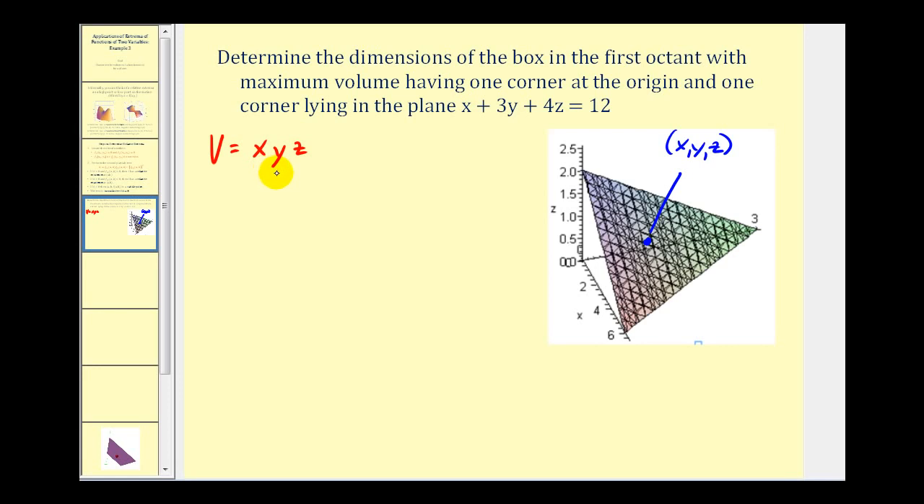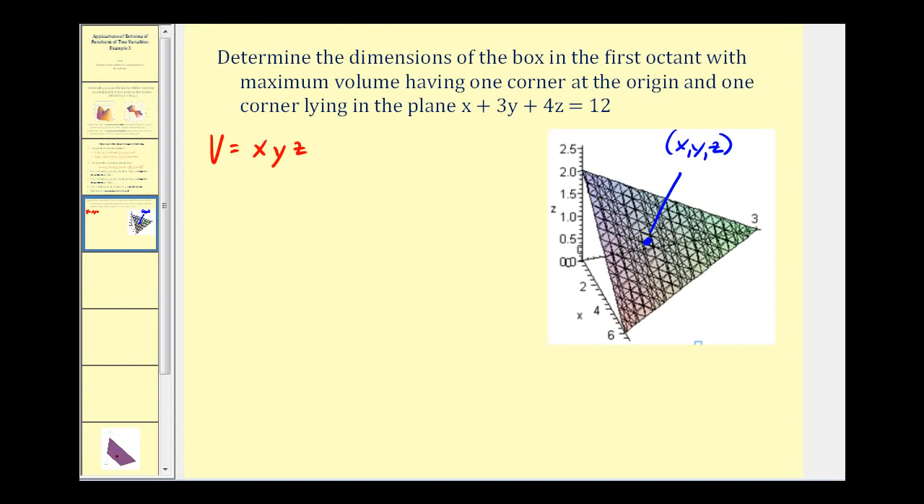The problem with this is a function in terms of three variables, and we need to determine a function in terms of two variables so we can apply our techniques for maximizing a function in terms of two variables. Well, in this problem, the plane x plus 3y plus 4z equals 12 is our constraint. So what we can do is solve this equation for a convenient variable, let's say x, then we can replace x with an equation in terms of y and z so that we have the volume equation in terms of two variables. So let's go ahead and do that.